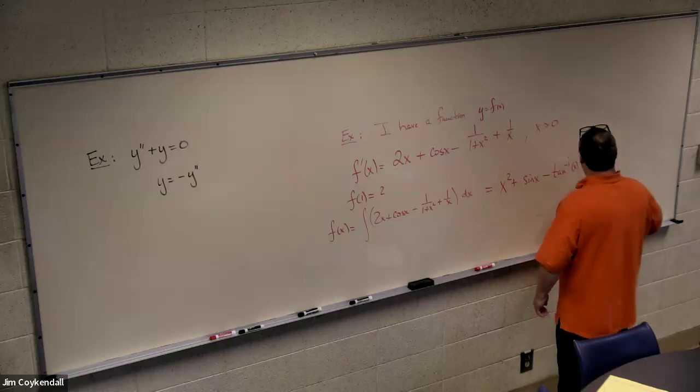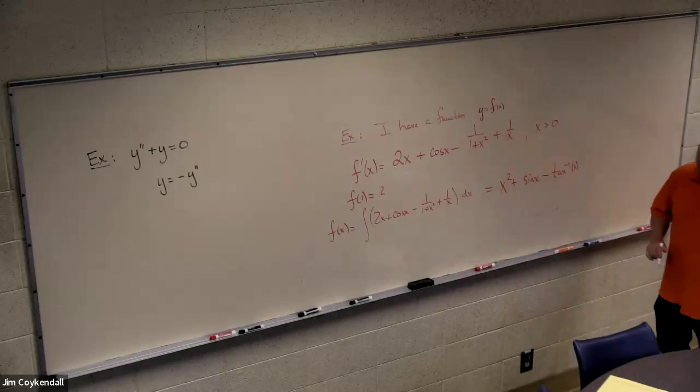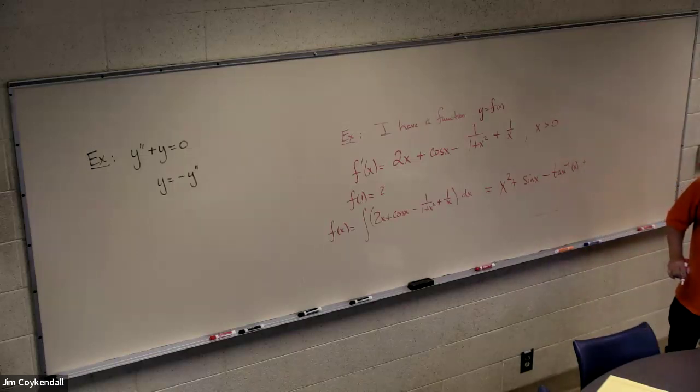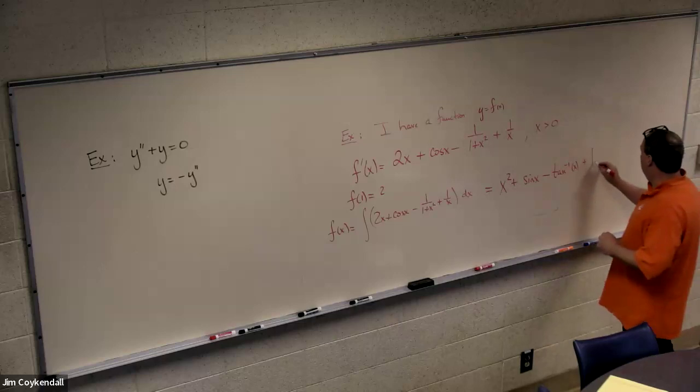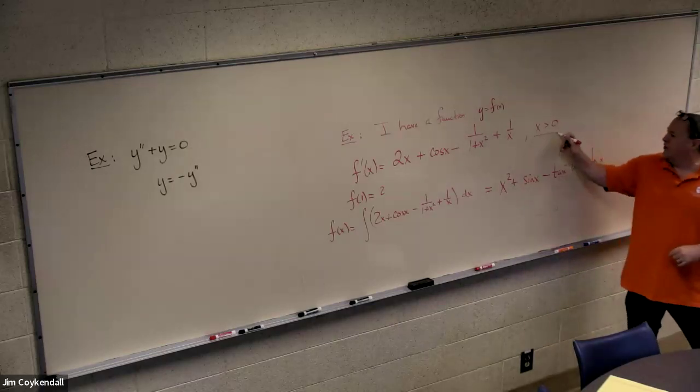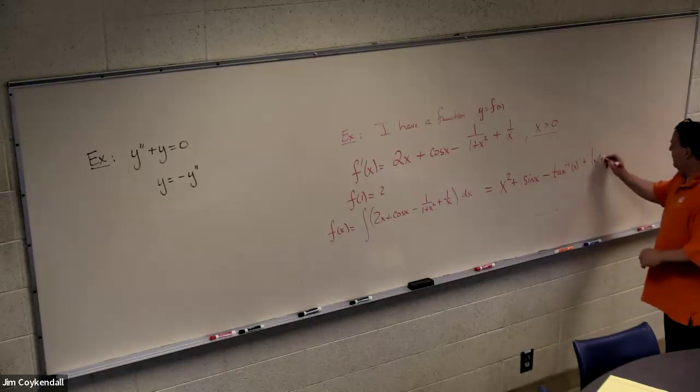How about the one over x bit? Right. I usually say natural log of the absolute value of x, but here I don't really need to say it. Why do I not need to say it? Right, I'm only considering x bigger than zero.